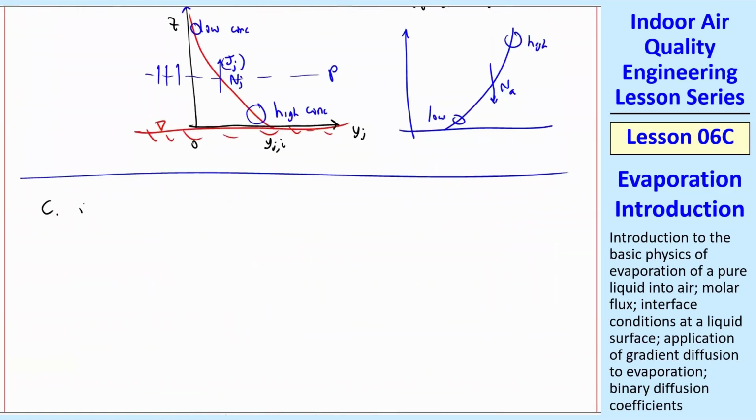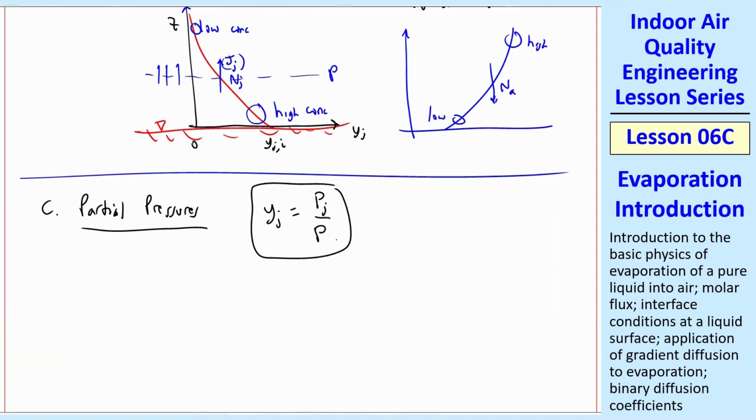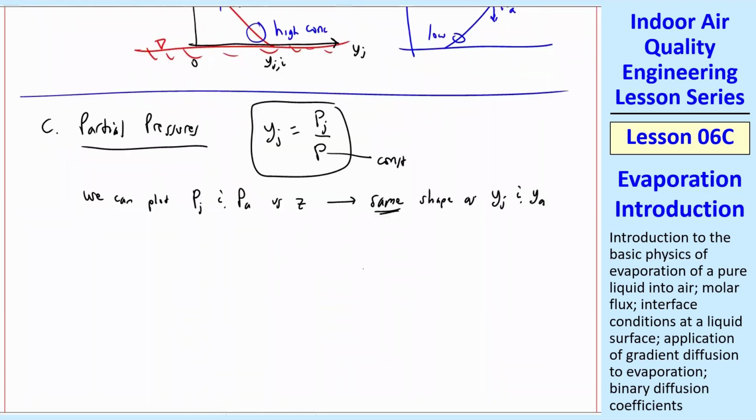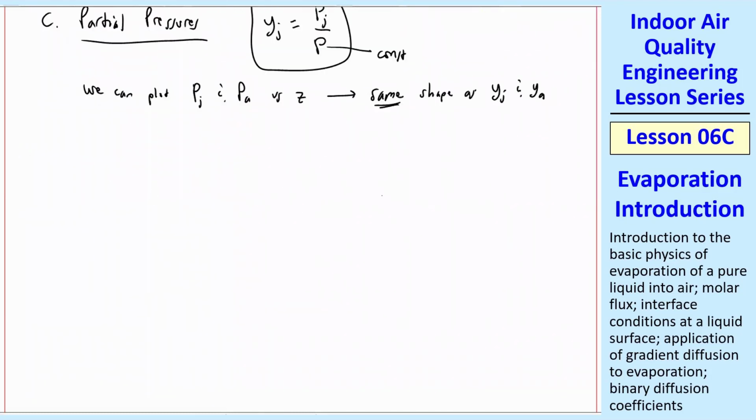There's a third way, and that's in terms of partial pressures. Now, again, from the first week of class, Yj is Pj over P, and this P is a constant. That's just atmospheric pressure. So we can plot Pj and Pa versus Z. Pj is directly proportional to Yj, so they'll have the same shape as Yj and Ya. So these sketches will look exactly the same, just with different units. If I plot Pj or Pa, and this is actually what we're going to use more than Y.